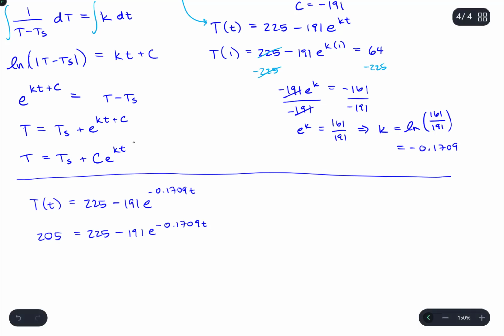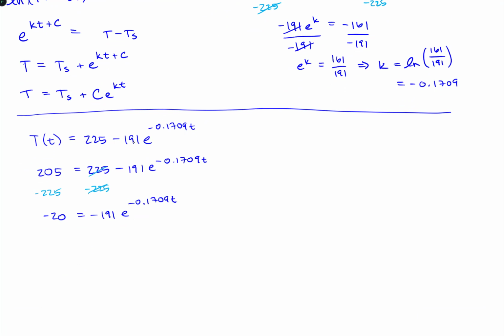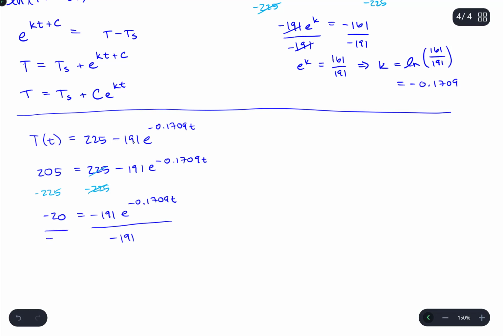So if I subtract 225 from both sides, then that would be negative 20 equals negative 191 e to the negative 0.1709 t. Divide both sides by negative 191. So I have 20 over 191, that's a terrible 9, equals e to the negative 0.1709t.